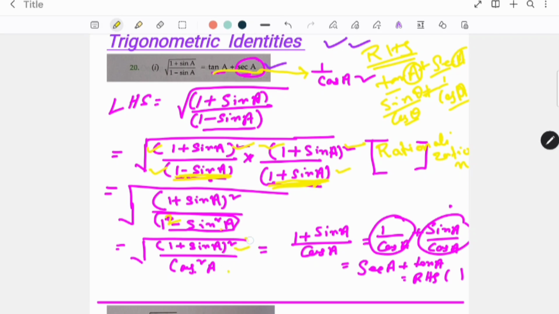Now we remove the root, but both have squares inside. After removing the square root, we get 1 plus sin A up and cos A down. Now we separate each term: 1 by cos A and sin A by cos A. Check, already we have here 1 by cos and here sin by cos. So 1 by cos means sec and sin by cos means tan. So we got the RHS. We write RHS, hence proved.